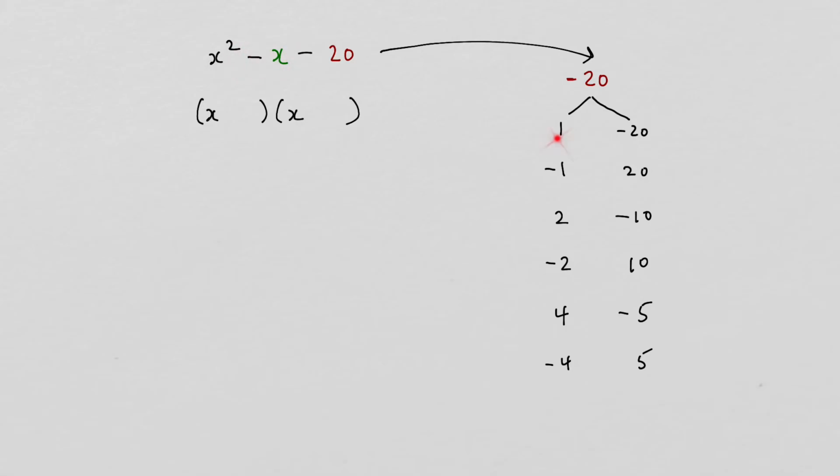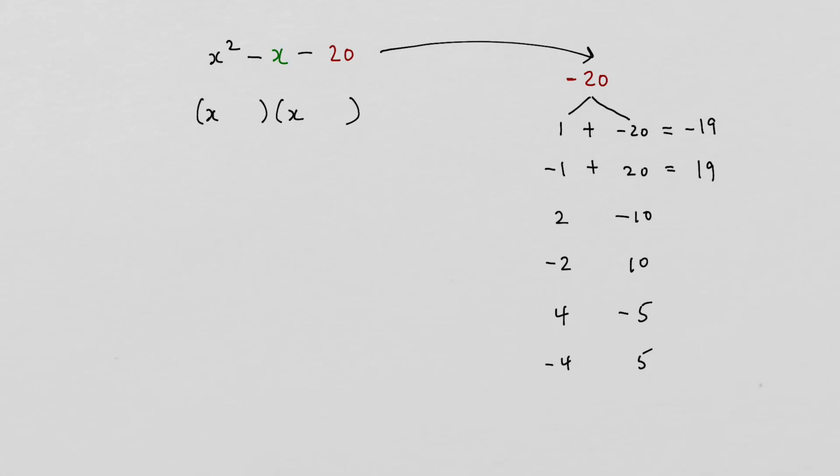Let's take a look at this first set. Is 1 plus negative 20, what is that equal to? That's negative 19. So that's not what we want. What about negative 1 plus 20? That gives me 19. That's not what we want either.